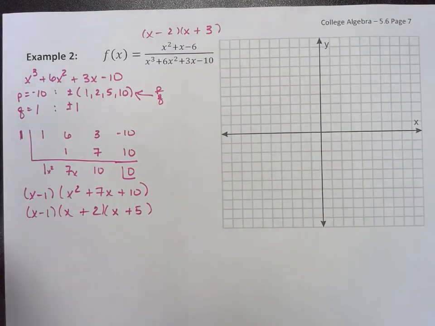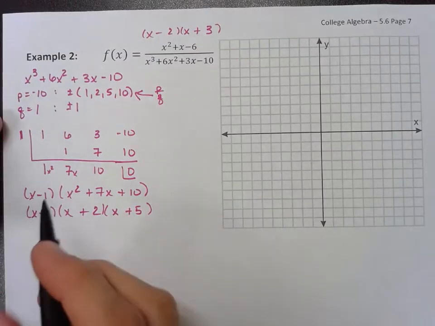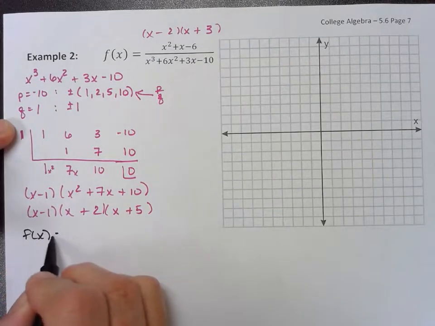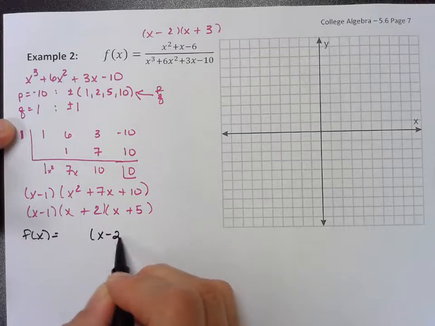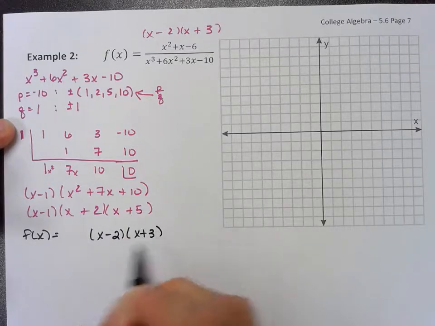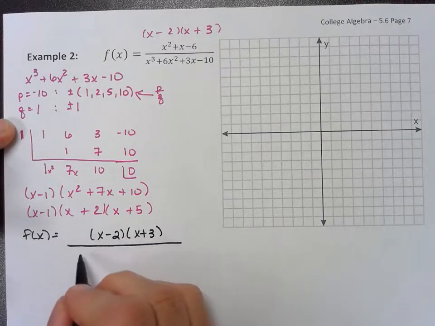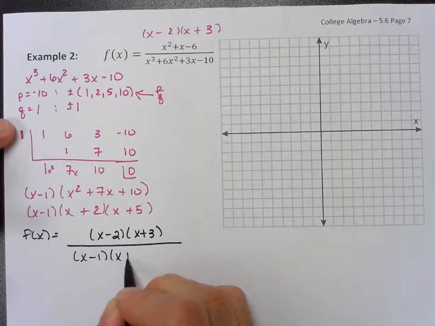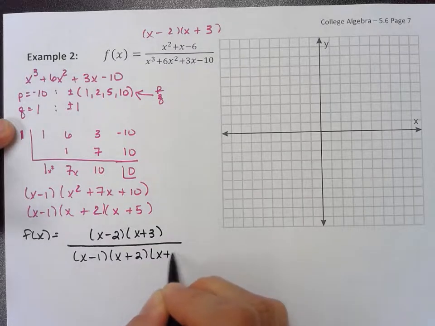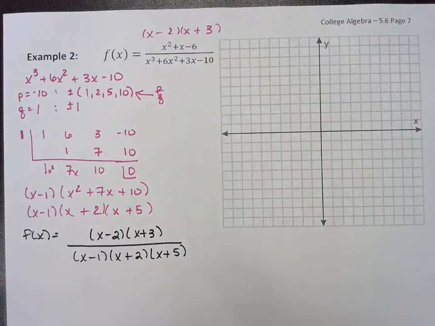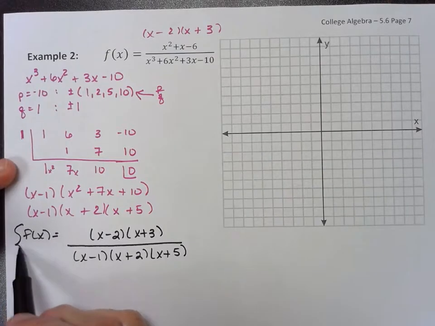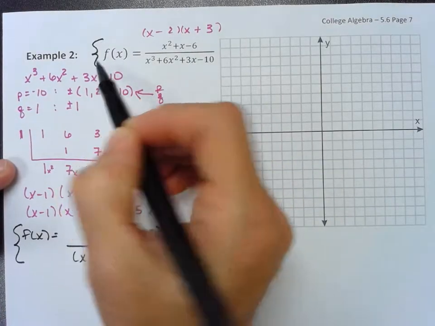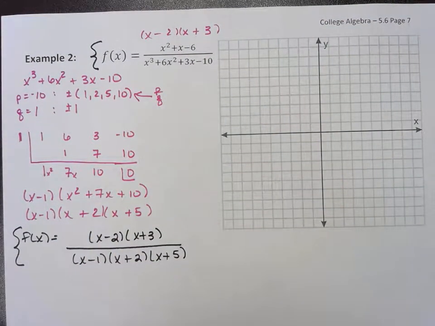So our function in factored form is going to be x minus 2, x plus 3, all over x minus 1, x plus 2, x plus 5. So I'm going to keep this in mind, but know that I can use this form of the function if I need to. Now we can start answering all the questions.